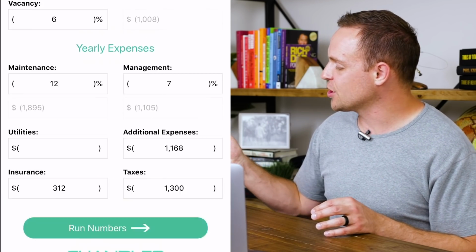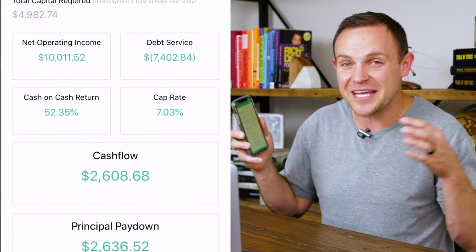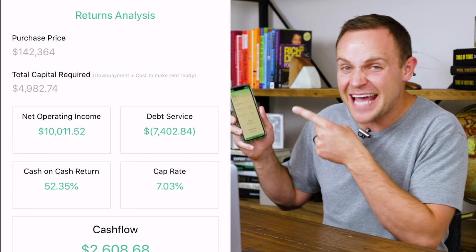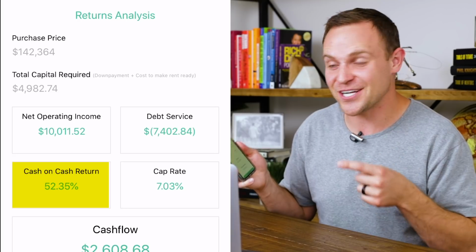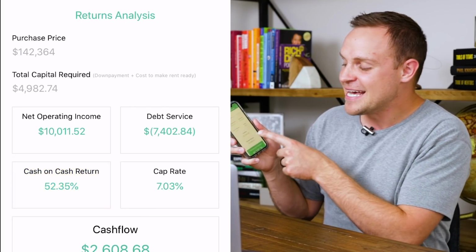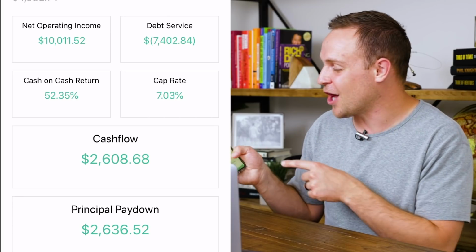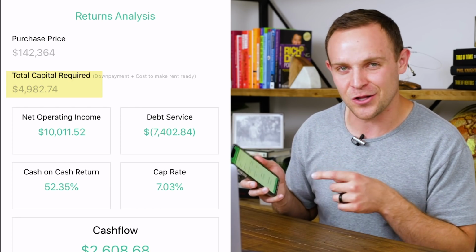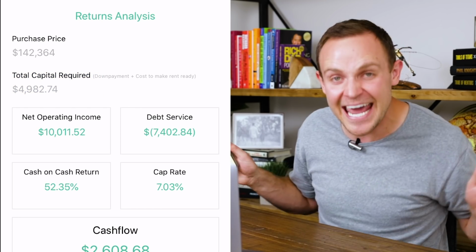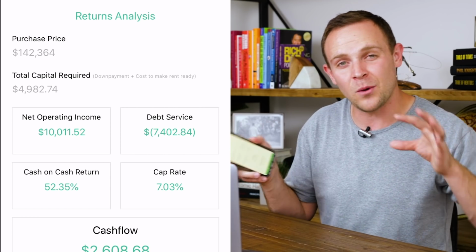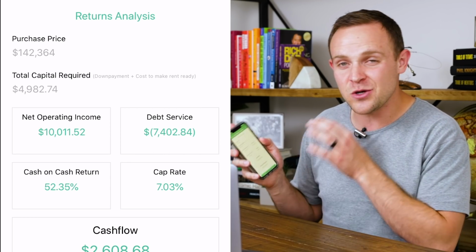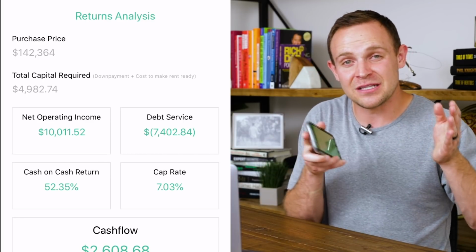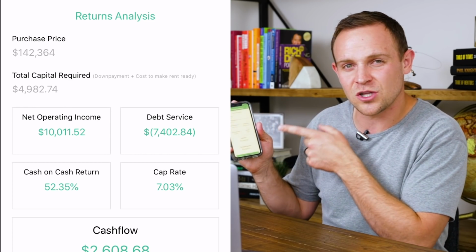So after this, all you're gonna do is click Run Numbers. Now, here is where it gets crazy. After running these numbers, you're going to see that you're getting a 52% cash on cash return. Your cash flow on this property is gonna be $2,608 when you've only invested $4,982. Now, this is insane, absolutely crazy. However, I wanna show you how you got to these numbers. The only way you got to these numbers is because you put a very low down payment and you didn't cover any closing costs, and you're gonna live in it a year, and this is what the numbers will look like when you move out.